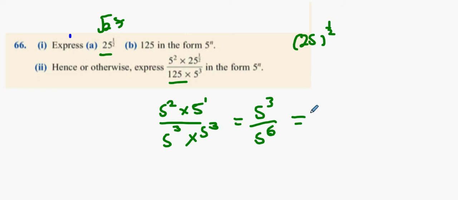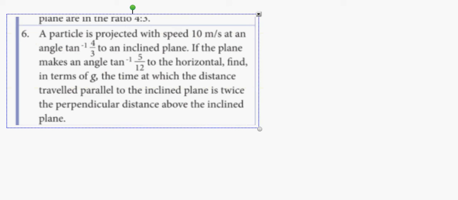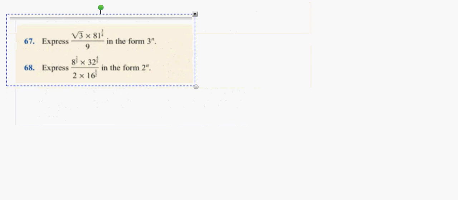3 take away 6? 5 to the power minus 3, because 3 take away 6 is minus 3. Alright, so I've done 65 and 66. Now moving on to 67 and 68.